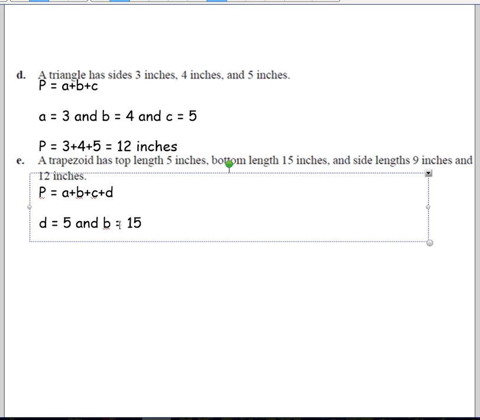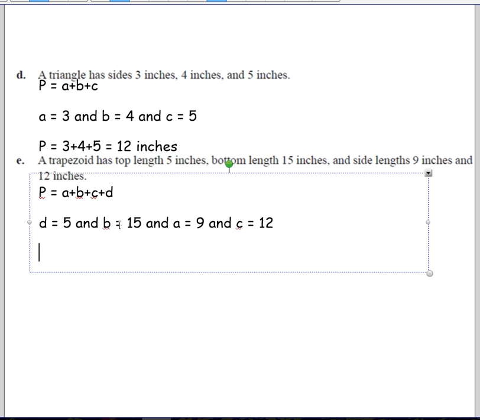8 inches yet. And then the side lengths are 9 and 12. I'll go left and then right. The left side was A, so A equals 9 inches. And our right-hand side was C equals 12 inches. Again, it's really not that important because we know we're just adding up all these numbers together. But let's put them in order.